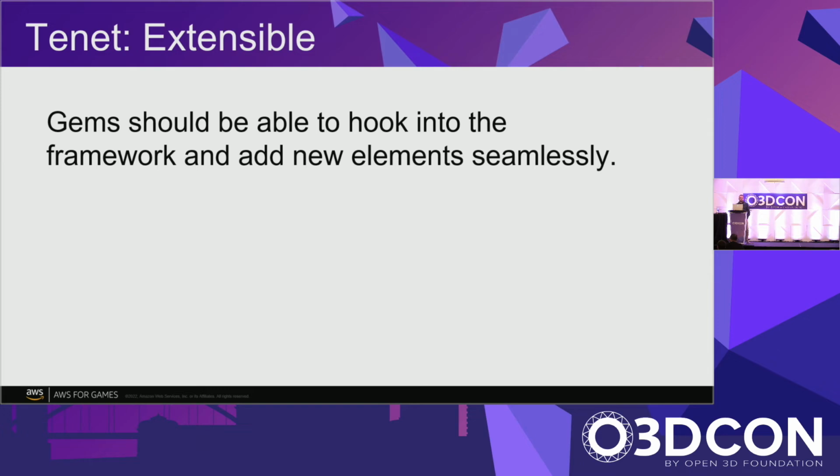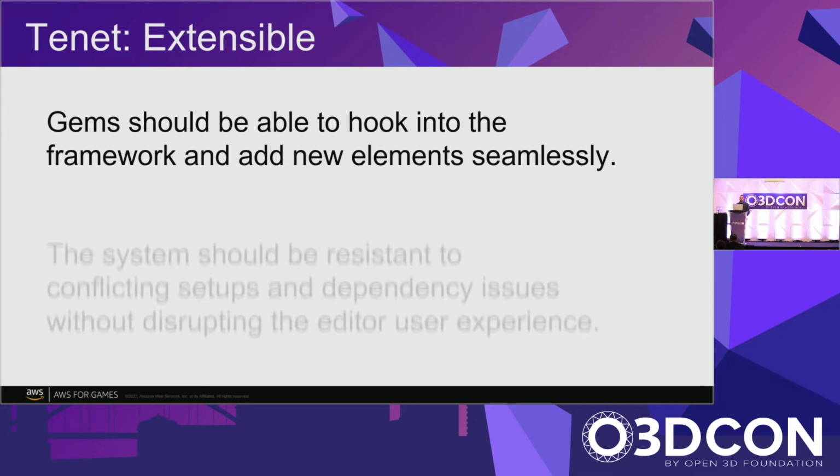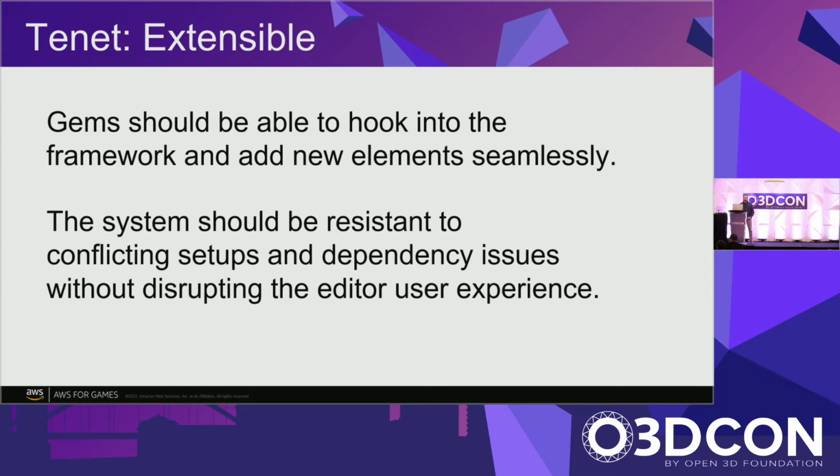The second tenet would be extensibility. So you should be able to do all this from gems and external code seamlessly, and have a correct handling of error and issues. So if for any reason some dependency breaks and a gem is missing that should be there, the system should still be working fine, the editor should not crash, and you as a developer should still be able to find error messages relevant to that when you're debugging. But it should not be disrupting user experience.